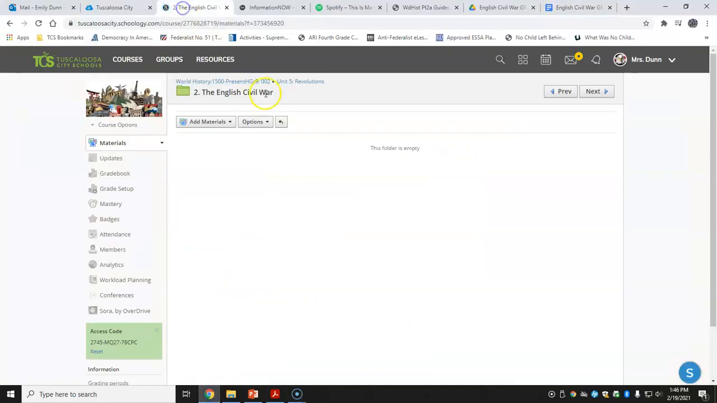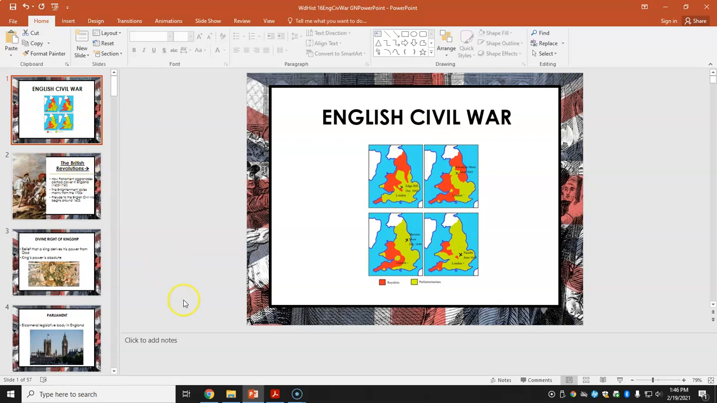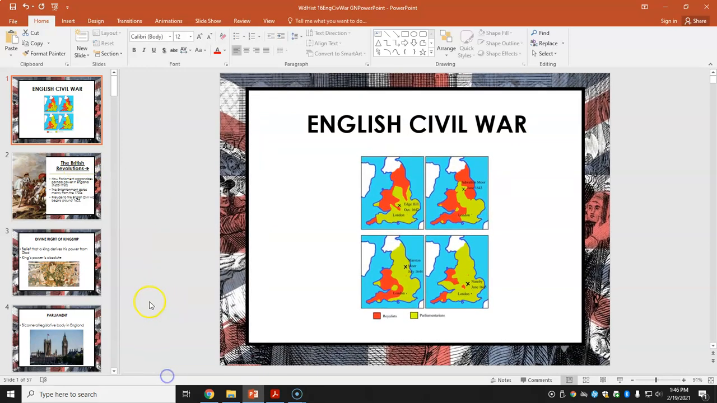All right, so as part of our unit on revolutions, this is going to cover the English Civil War, which would be the second part of Unit 5 that we will cover. So, we're talking first about the English Civil War. This is going to be kind of a description of that.